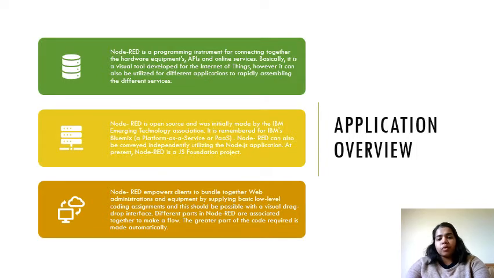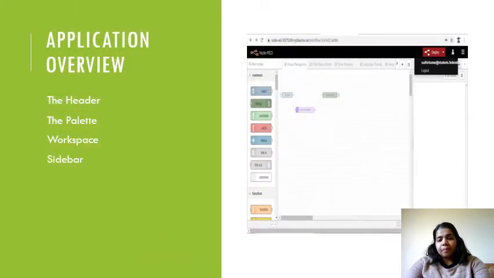So, Node-RED is a programming instrument for connecting hardware together as API and online services. It is a visual tool which is developed for Internet of Things. Node-RED is open source, which was initially built by IBM, Emerging Technology Association. Node-RED empowers the client to bundle up together the web administration and equipment by supplying a very low level of coding assessment. So this is what the application looks like.